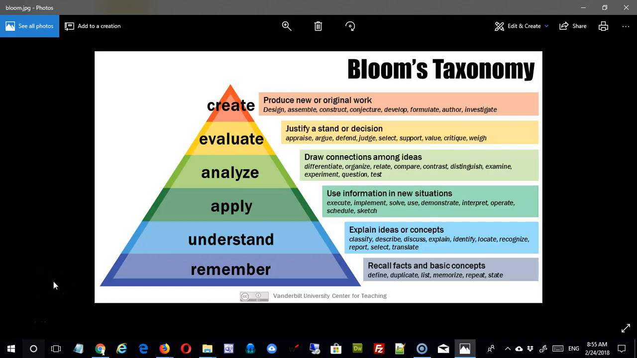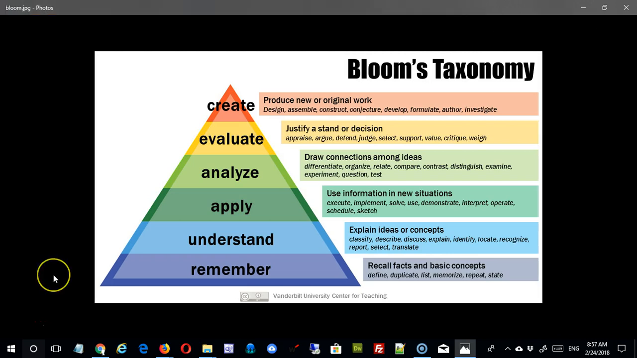Hi, today we're going to talk a little bit about Bloom's taxonomy. Now, this may be a topic or a subject that's very, very familiar to you, or it might be one you haven't visited in a while and could use a little bit of a refresher on. So basically what Bloom said is that not all learning is equal.